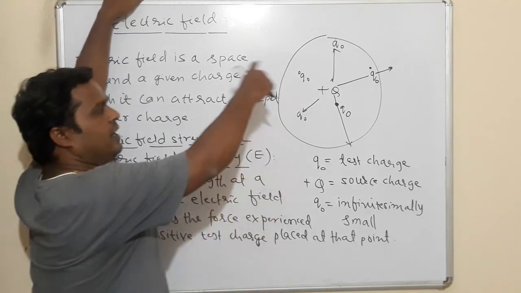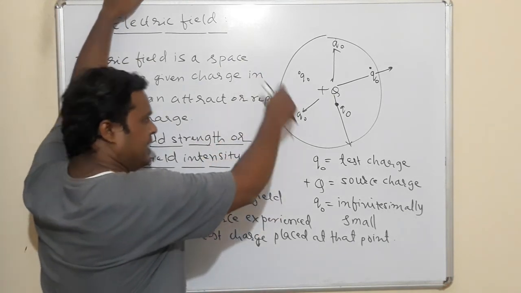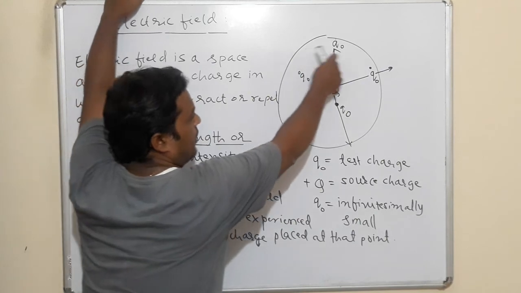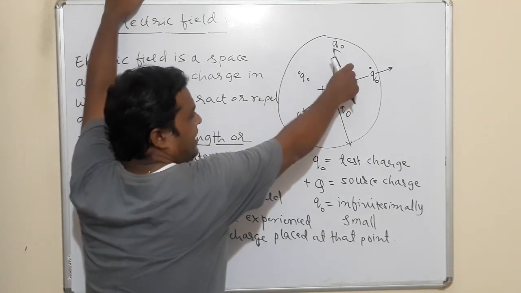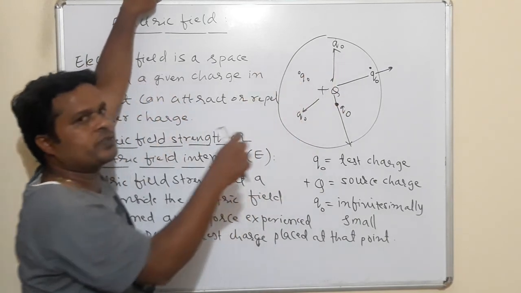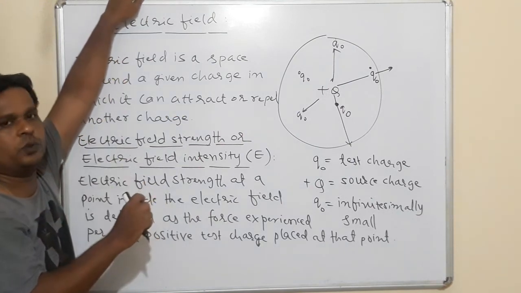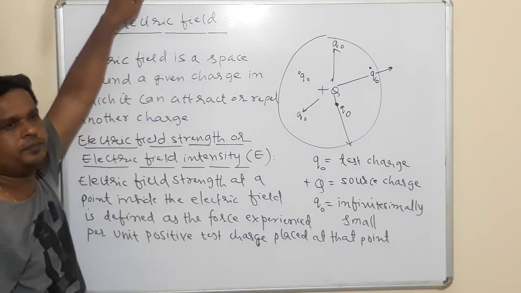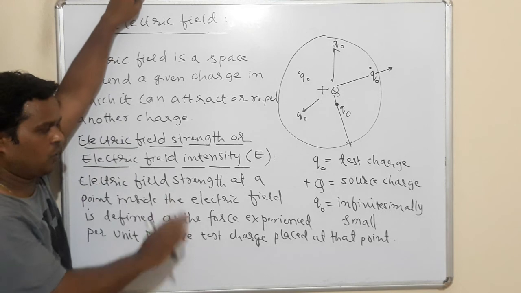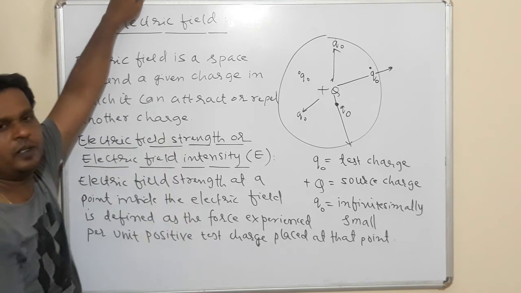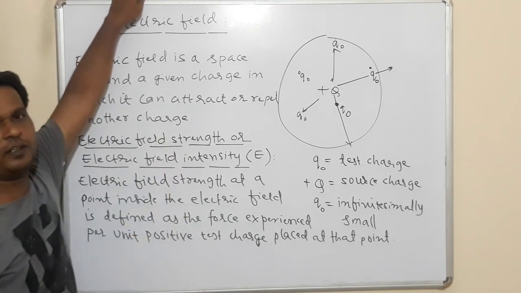The whole space is electric field. Inside an electric field, at a particular point, the strength is defined as the force acting per unit positive charge placed at that point. Okay? Make a note of these things. I will explain the formula of electric field strength.